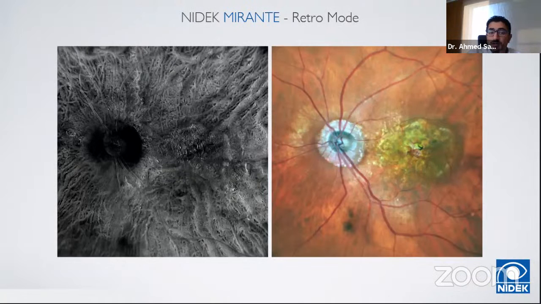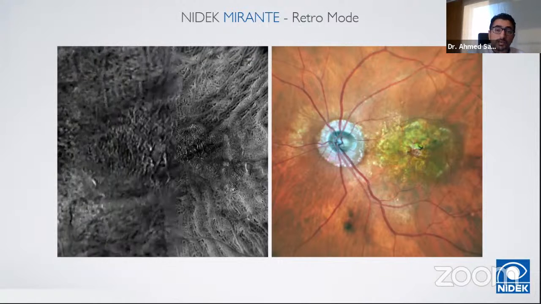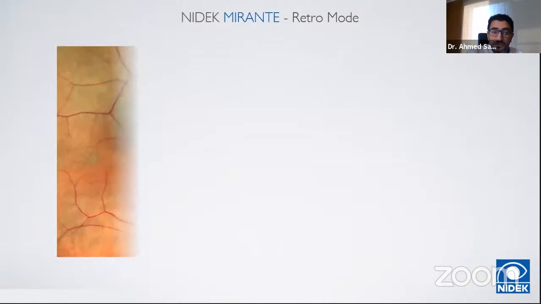So this is an example of the retro mode. As you can see very clearly, the morphological changes on the surface of the retina, which is a new imaging modality, and I will share with you a couple of images in which you'll be able to detect certain pathologies in a much better way when you compare it to other imaging modalities that are now available in the market. And I have to say that the use of retro mode images is growing day after day.